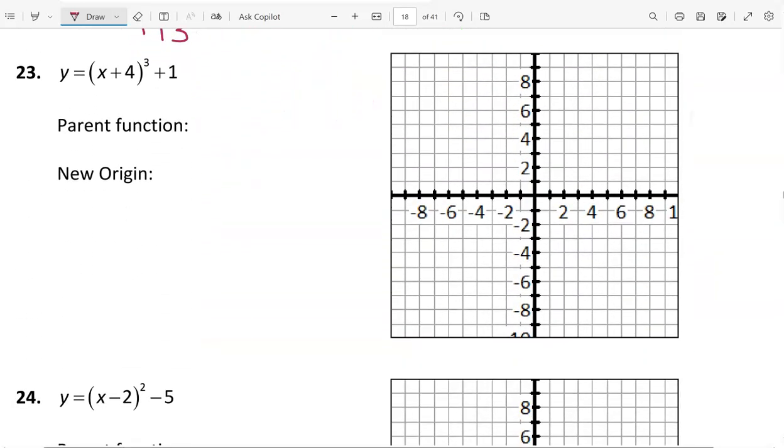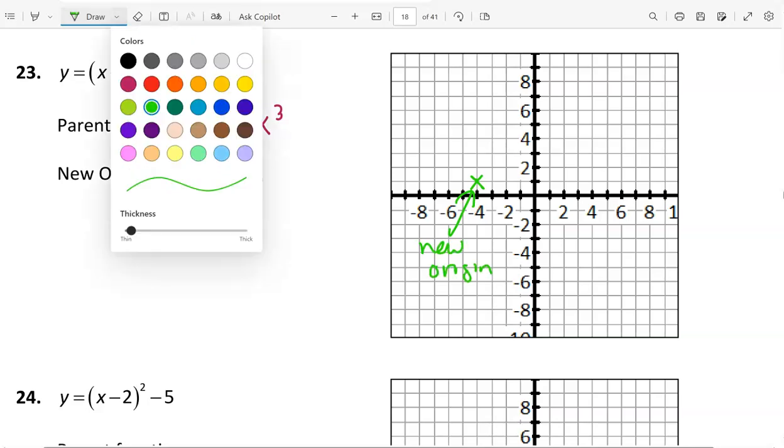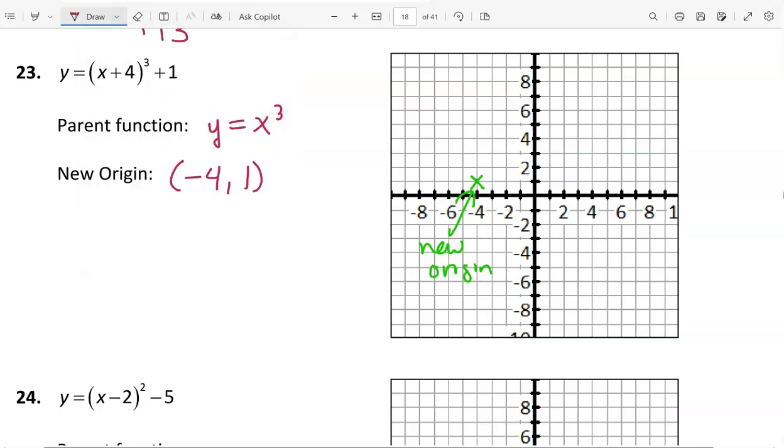For 23, our parent function is the cubic because we see the exponent of 3. The new origin is -4, 1. And let's graph that new origin, -4, 1. And if we want to, we can graph the parent function directly from that new origin.